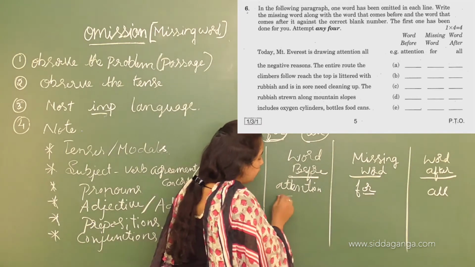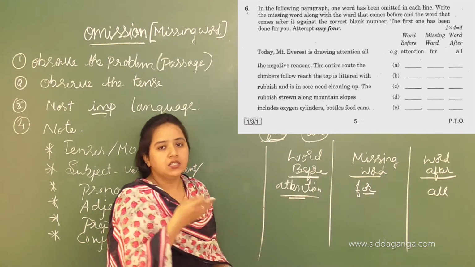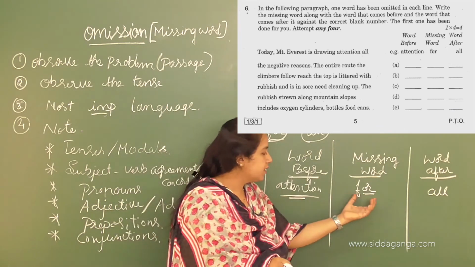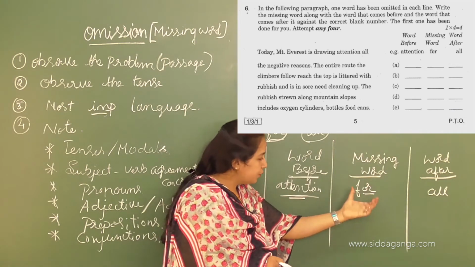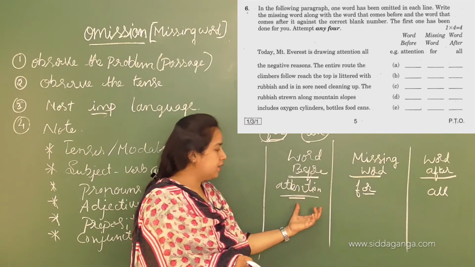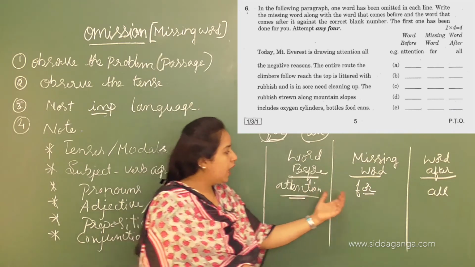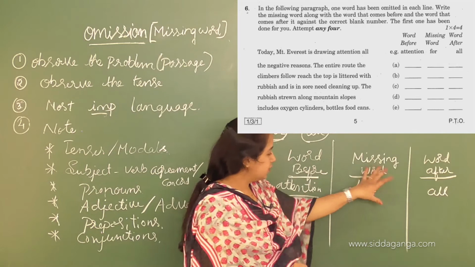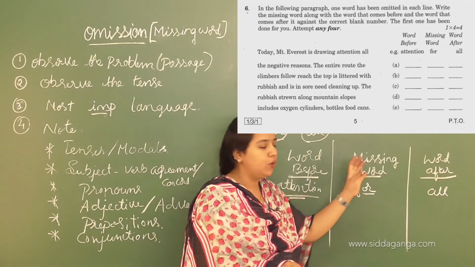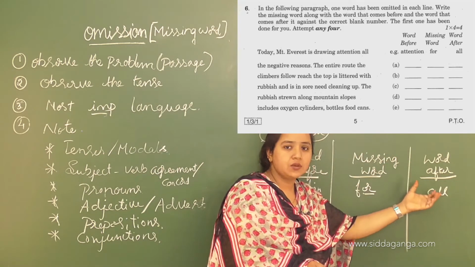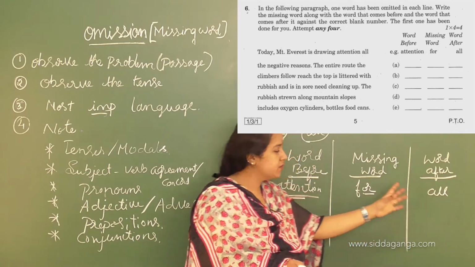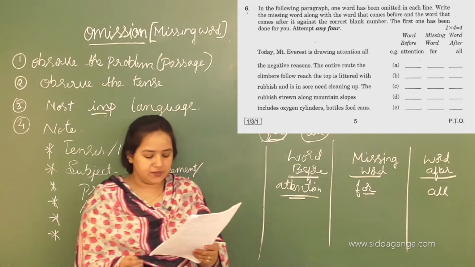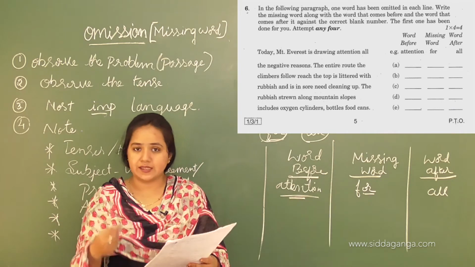Because here we are finding the missing word, we need to write down the word before the missing word, and then the word after the missing word, we have to write in this column, that is after, okay. So this is it, and let's talk about the next line.